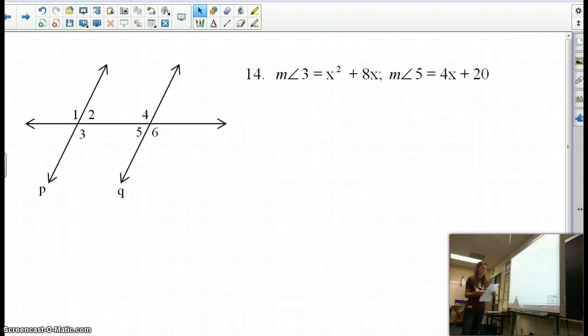Right, we are looking at number 14. It says find the value of x for which p is parallel to q. State the conditional statement that justifies your equation. So on 14, let's see what angles we're dealing with.